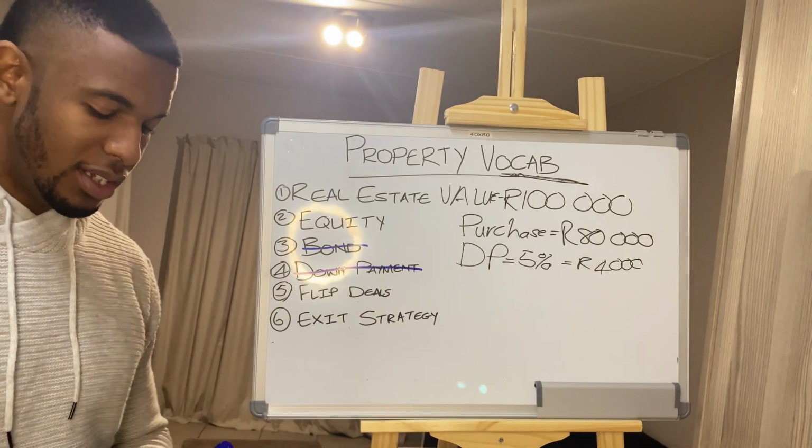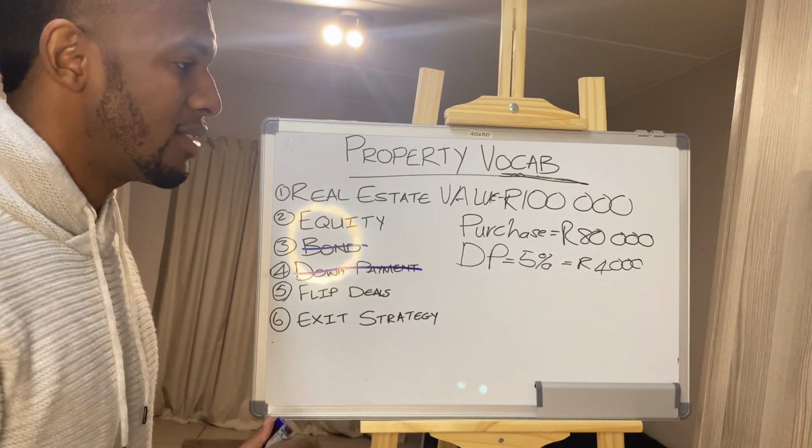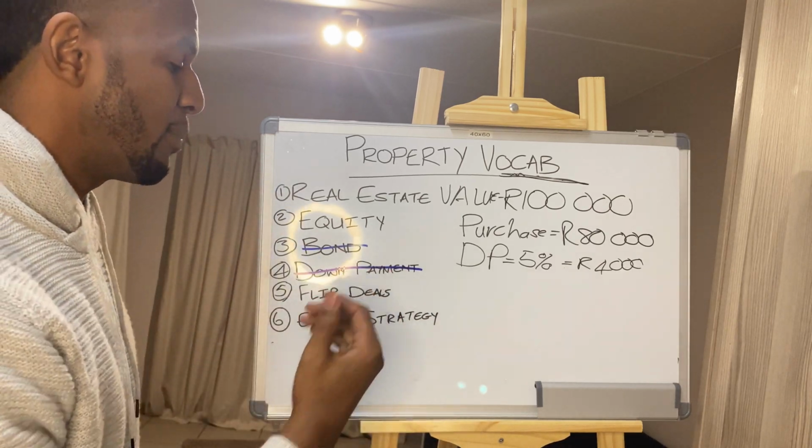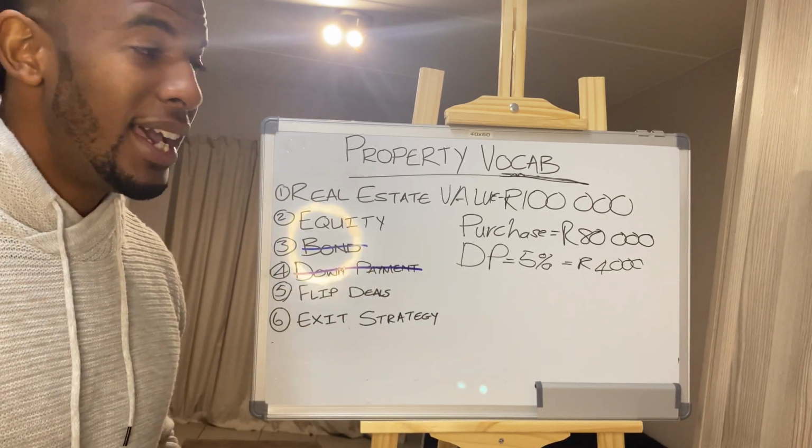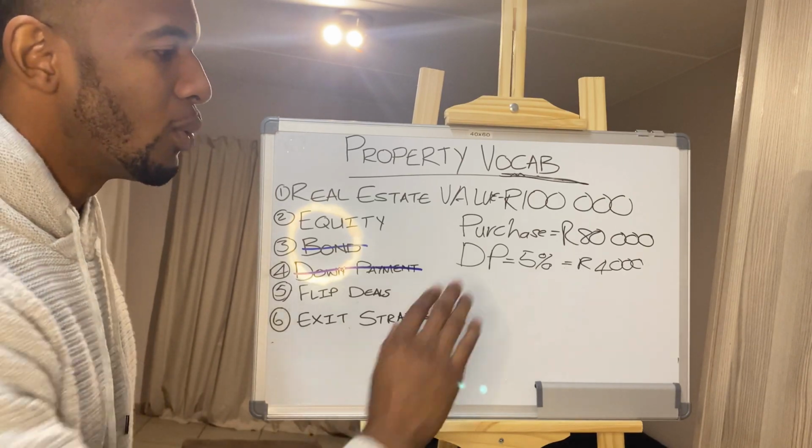Okay, so you made the offer to purchase for 80,000 Rand. You didn't have 80,000 Rand. You approached the bank and you said, listen, I need to buy a house. And the bank said, listen, but it's okay. We'll give you 80,000 Rand.